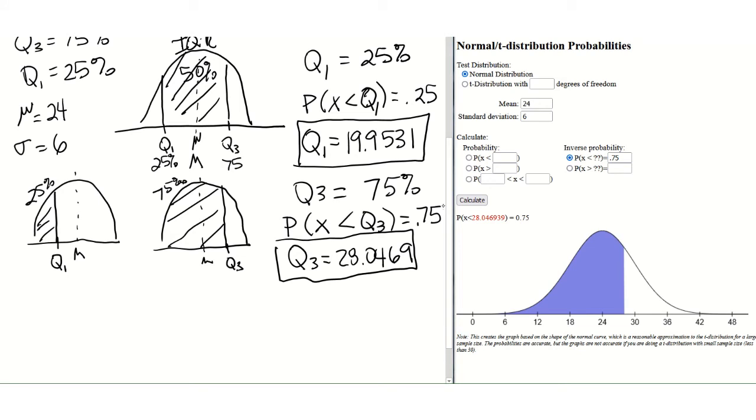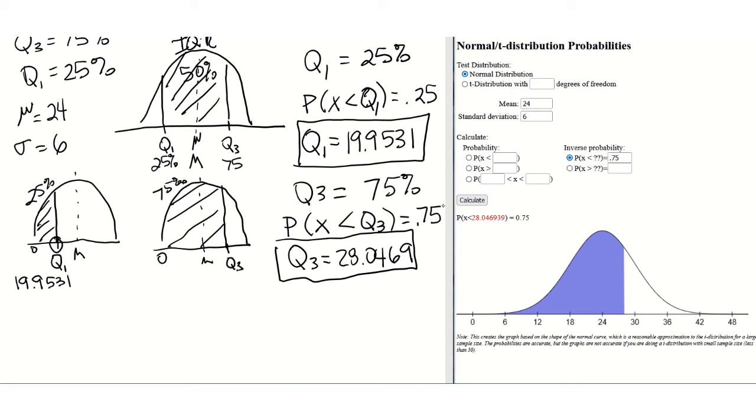So we've got our Q1, which is 19.9531. That's this value right here, and that tells me that 19.9531 is the X value that I need in order to get my 25%. So between 0 and 19.9531, that whole area under the curve is my first quartile at 25%.